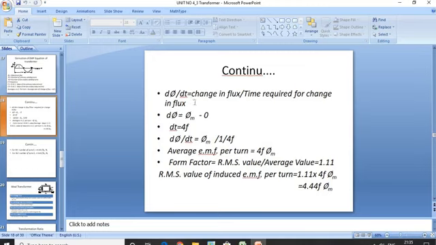Hence here dφ/dt is equal to φmax upon 1/4f. So average EMF per turn is equal to 4f into φmax. Now in case of purely sinusoidal waveform, form factor is RMS value upon average value, whose value is constant, that is 1.11. So here I am using this relation for converting average value into RMS value. So RMS value of induced EMF per turn is equal to 1.11 into 4f φmax, which is equal to 4.44 f into φmax.